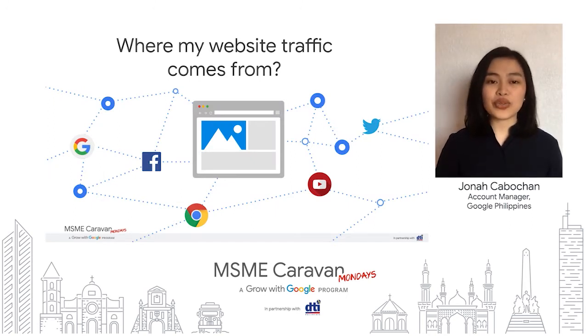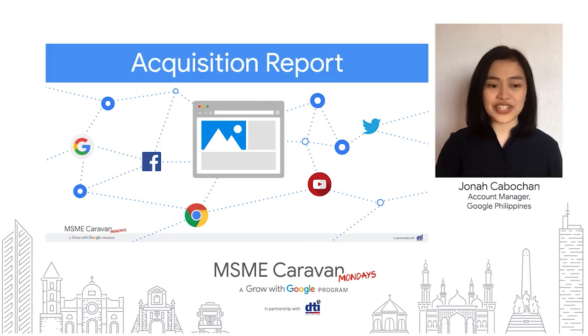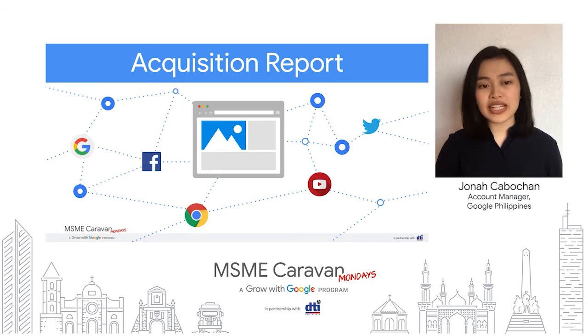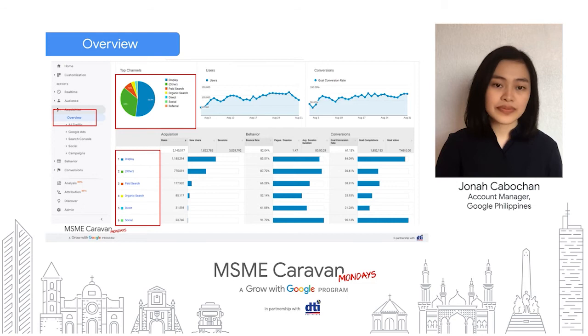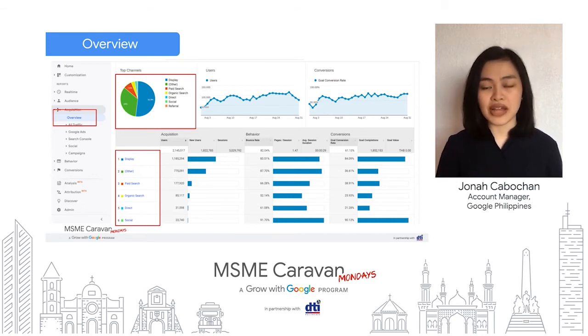The next report will primarily answer this question on where my website traffic comes from. So let's talk about acquisition. So similarly, you'll have an acquisition tab with that overview page with all of the key highlights there. One good chart to look at is your top channels. So that pie chart actually shows you that over half of your website traffic is coming from your display campaigns or your display ads.